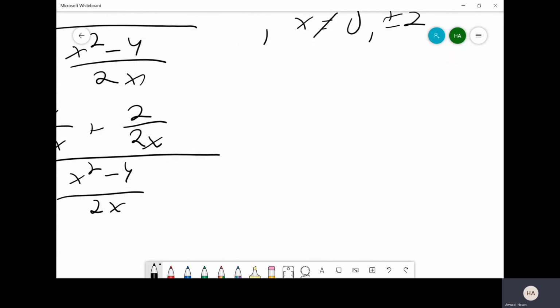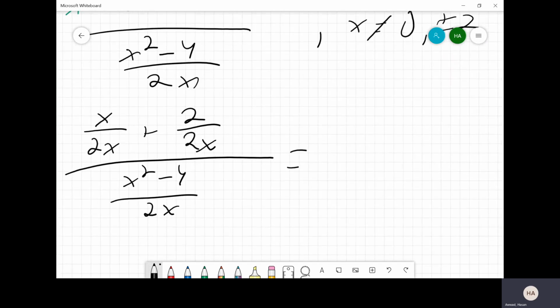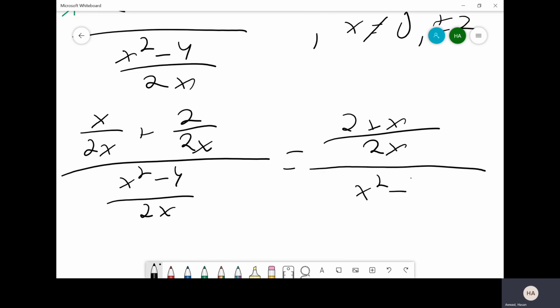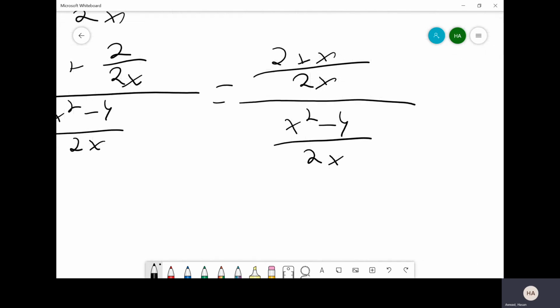And just for the sake of room, I'm just going to keep writing off to the right here. So now we have 2 plus, sorry, that's a plus, 2 plus x all over 2x. And this is all over x squared minus 4 over 2x. And now at this point, if you get good with complex fractions and you realize, oh, hey, look, I have a 2x here and a 2x here, it's really just 2 plus x over x squared minus 4. That's totally okay, and you can just do it that way.